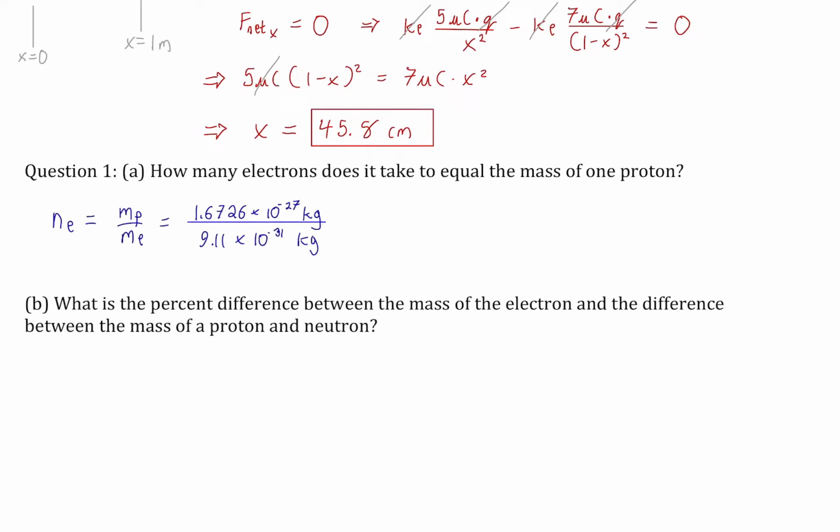Well, here we're just going to find the number, n, for number of electrons. And that's just going to be the mass of the proton divided by the mass of the electron, take the ratio of their masses, and we find out that you would need 1,836 electrons to equal the mass of a single proton. So the proton is indeed much more massive than the electron, even though they have the same charge.